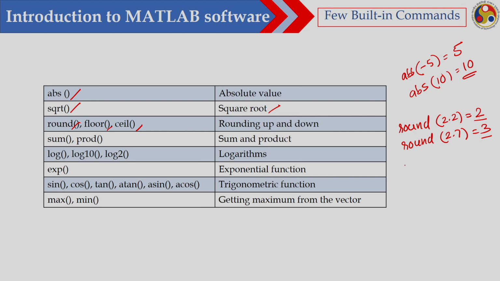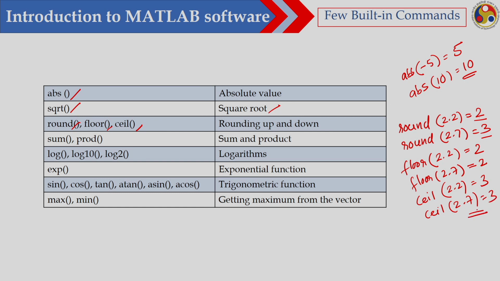Okay. But if you are using floor, okay, so floor 2.2, then you will get 2, then if you are using floor 2.7, then you will get 2. And if you are using ceiling, here CEIL, okay, and if you are writing 2.2, then you will get 3, and if you are writing 2.7, then also you will get 3. Okay. So, this is rounding up and down.